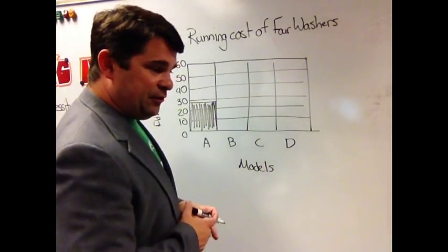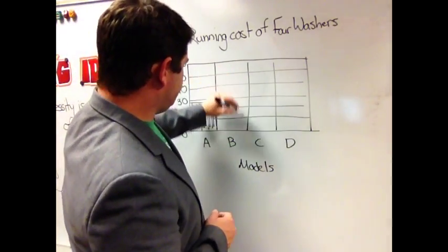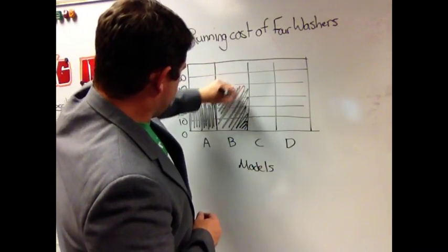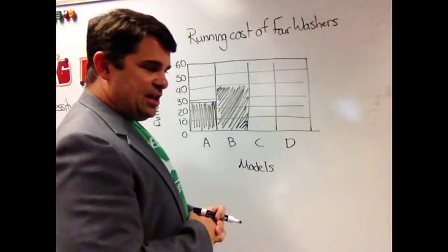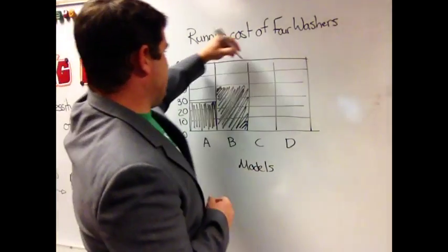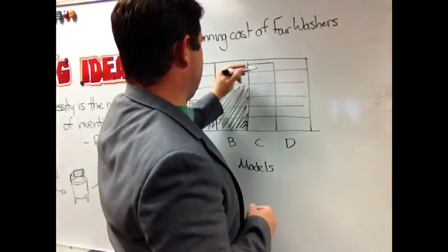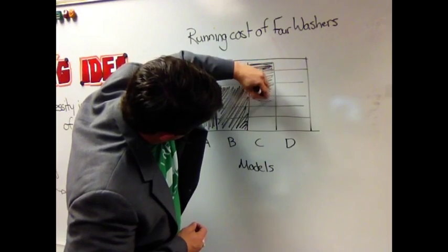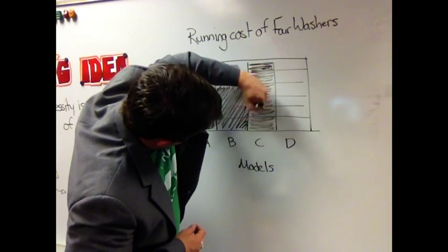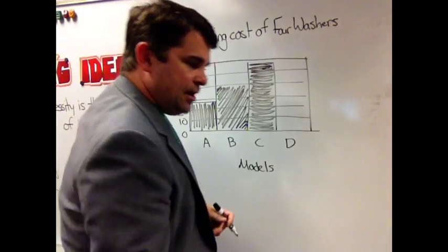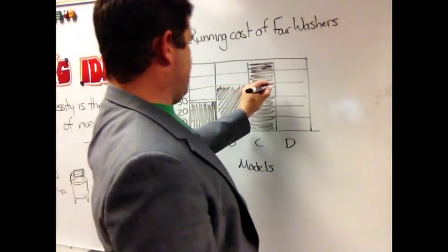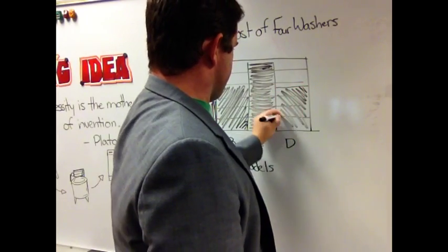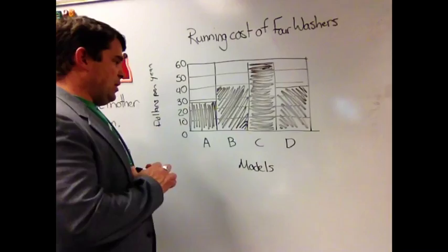So, okay, B says 40. That's nice and easy. There you go, 40. C costs $56. Right about there. And D is 37. There you go. So this is what your graph should look like.